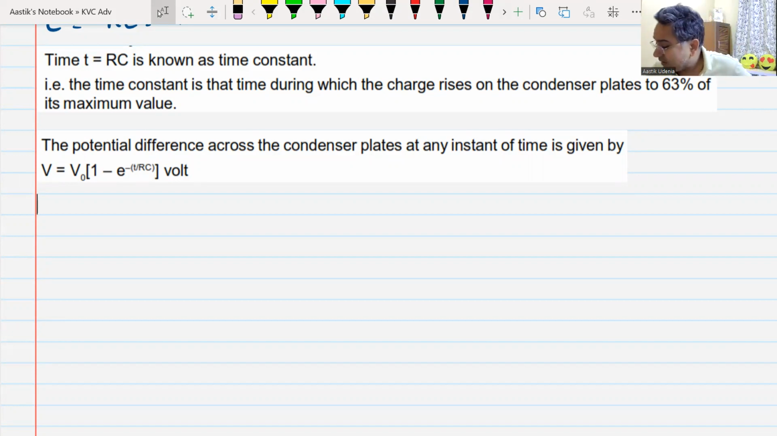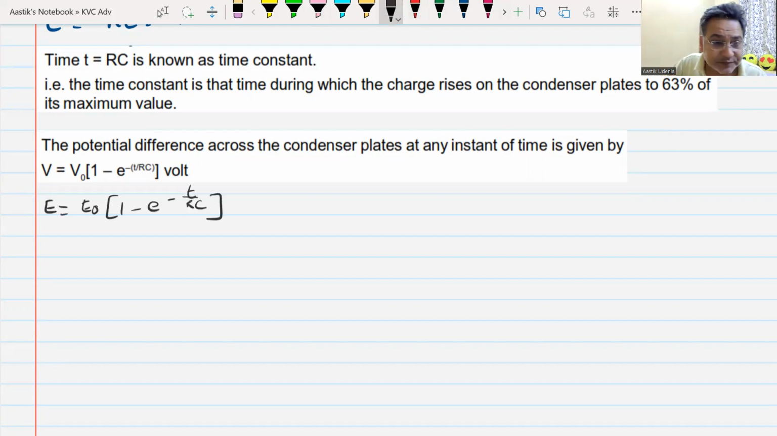If they ask you the value of electric field across the capacitor as a function of time, you can also write the formula of electric field. Electric field will be equal to E naught, the original electric field, times 1 minus e raised to the power minus t by RC. Do you understand this?